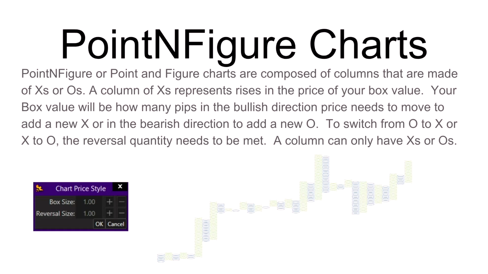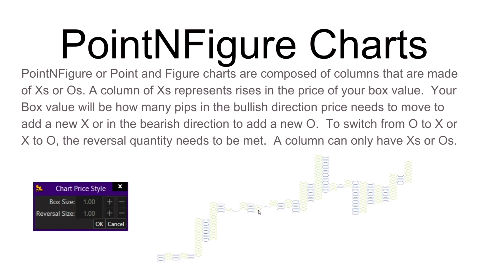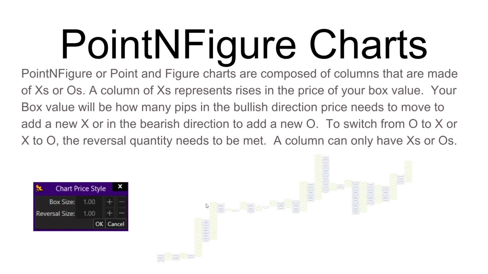The larger the reversal size, typically the larger the move needs to be to start a new column. So if we look at this chunk right here, for example, we have 4 X's, so it moved up 4 pips, and then we have 1 O, and then we have 4 more X's. So we went up 4 pips, down 1, up 4 more, based off of the settings which we see right here on box size and reversal size.